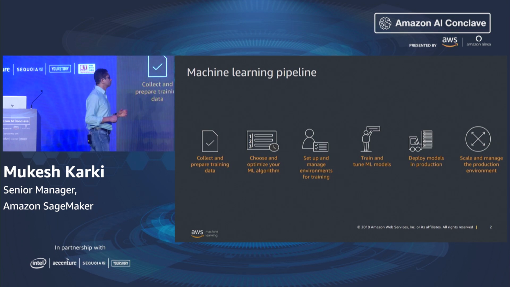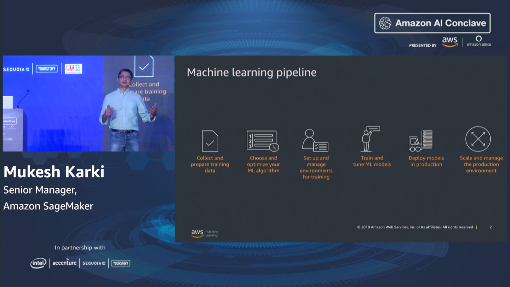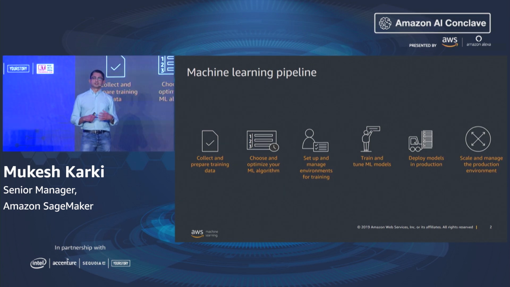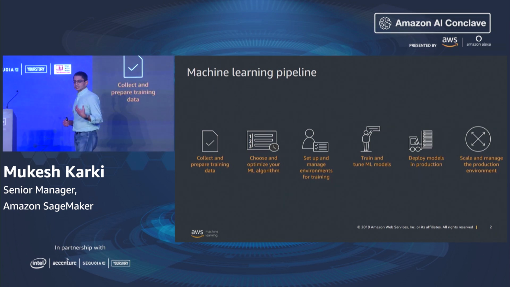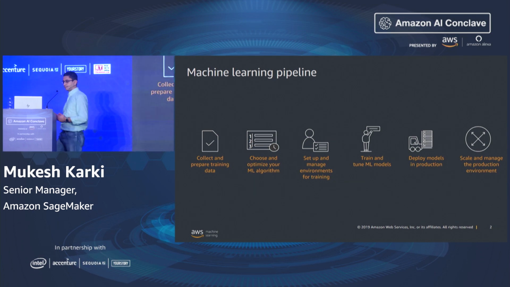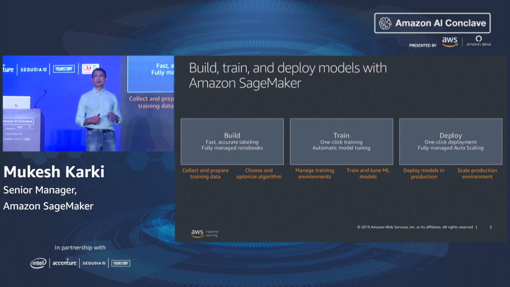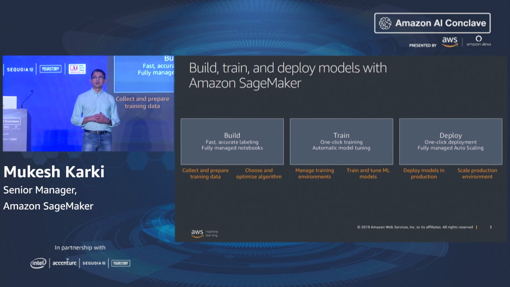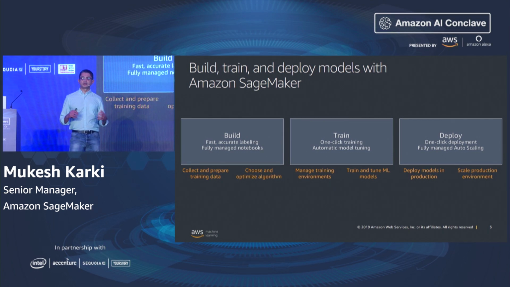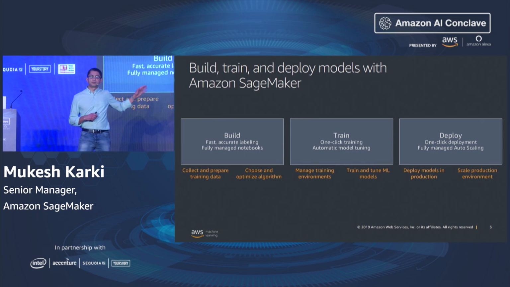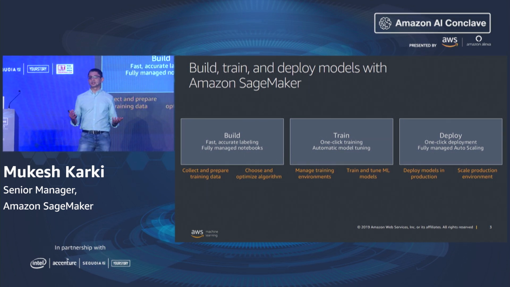But things don't end there. You still have to scale your application. You have to fine-tune your application. So all of this is a complex process. And SageMaker can help in all of these different steps. We call SageMaker an ML platform for building, training, and deploying machine learning models. And as you can see, in all aspects of this ML pipeline journey, SageMaker can help you.